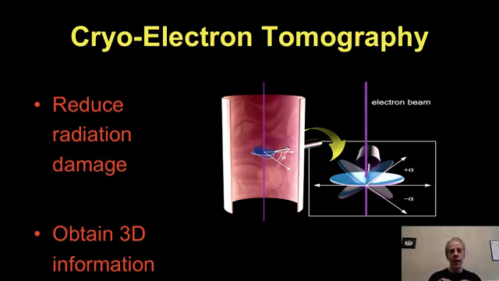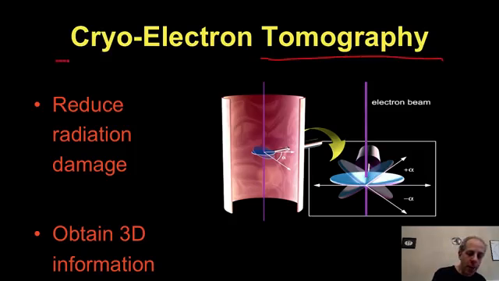Instead of just putting the specimen and taking one view, what you do in tomography is you rotate the specimen. So let me just show you this here. You have the specimen, and then you rotate it, and you rotate it, and you take multiple images of this rotation, and that's what's called tomography.